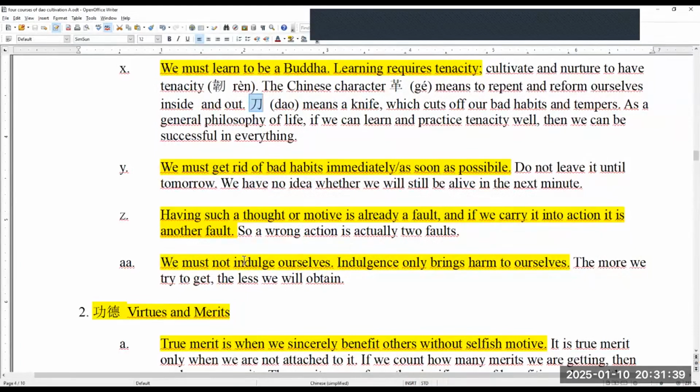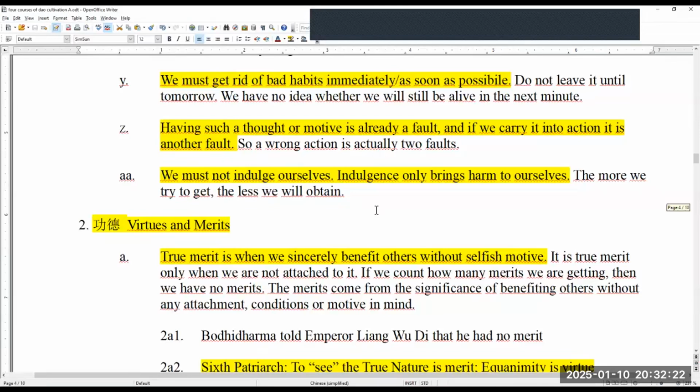Then, of course, we may not indulge ourselves. Indulgence only brings harm to ourselves. Based on what I mentioned earlier about the environment, when the environment is too comfortable for us, we begin to lose track of ourselves. That's when we indulge, or relax and become at ease, and therefore forget what we want to do first. The whole goal is to become enlightened, so it's important that we don't indulge ourselves. Indulgence can also bring harm to ourselves and others.